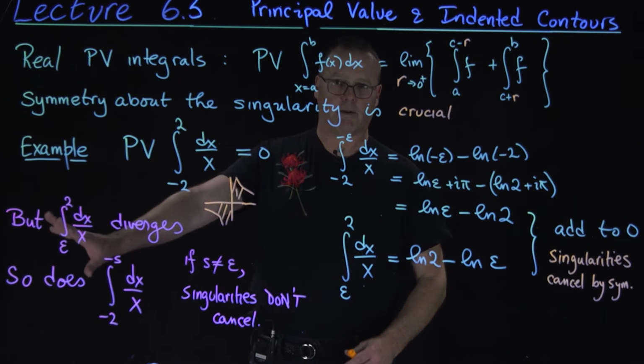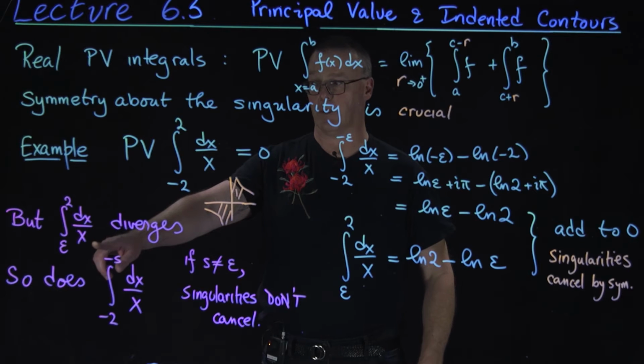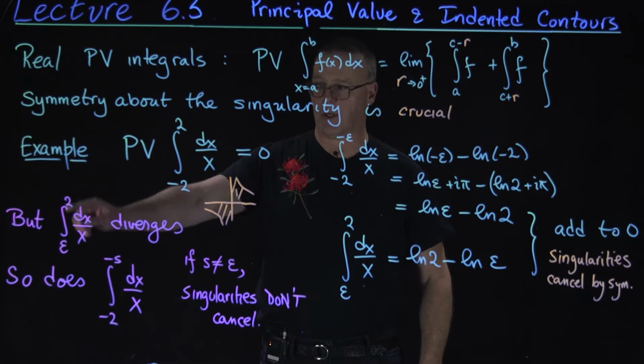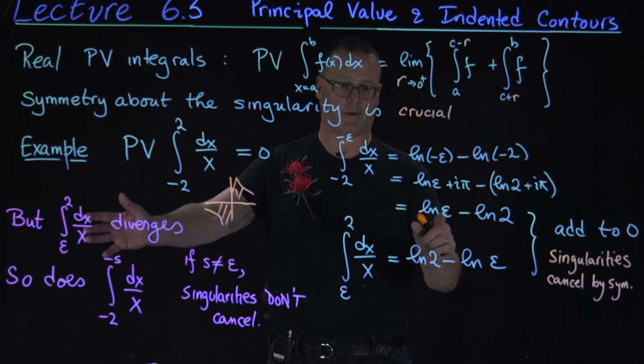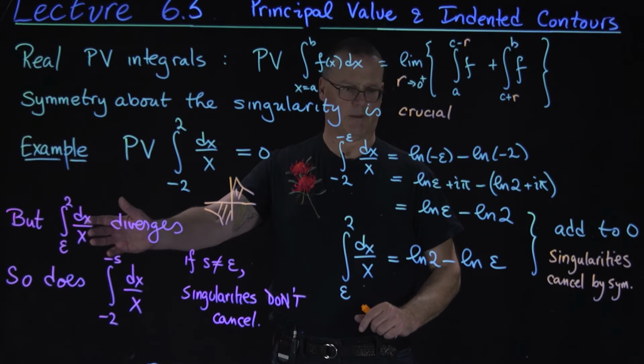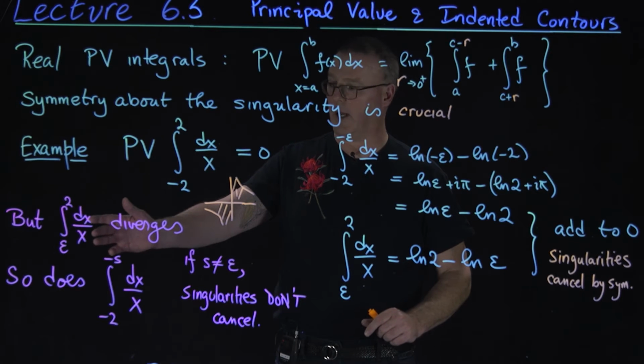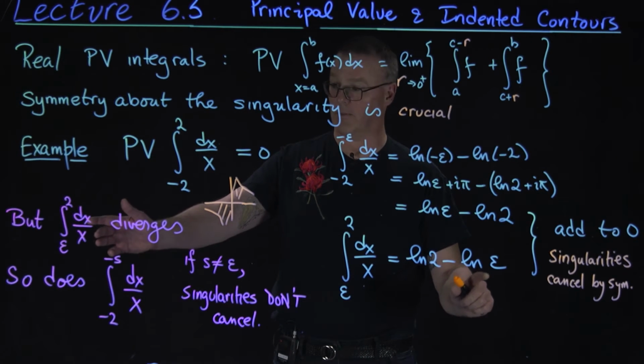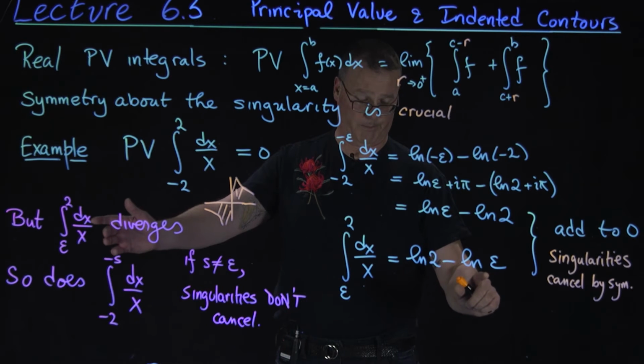But in fact, you were taught in first year that that integral diverges. The integral from epsilon to 2 of that diverges. And certainly if you let epsilon go to 0, this becomes minus infinity. And this one becomes positive infinity.